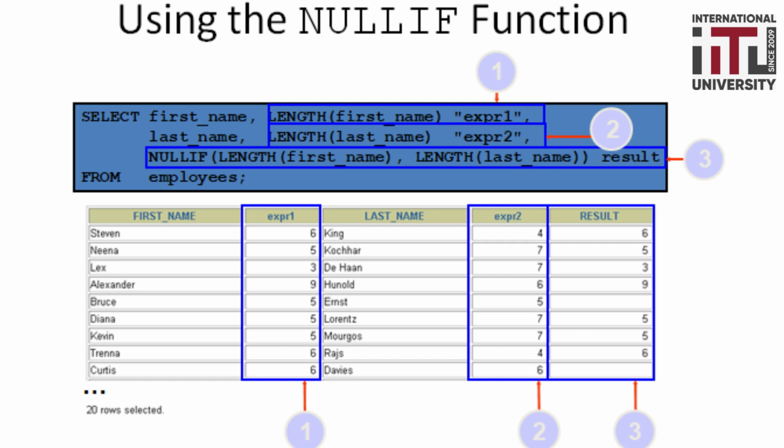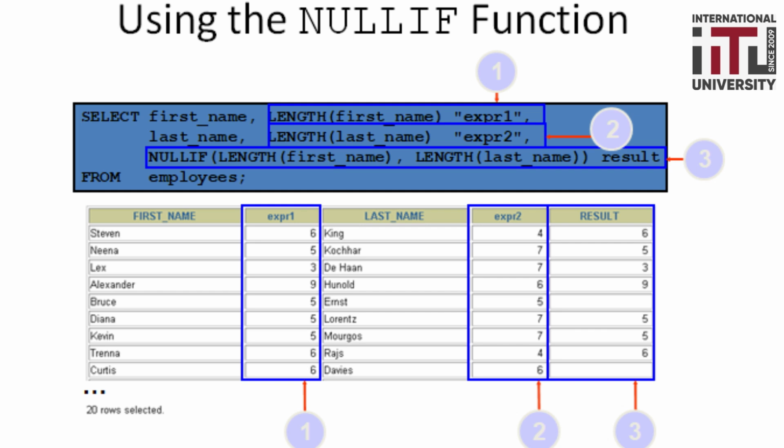In this query, the lengths of the first name and last name are calculated using the LENGTH function. The result of LENGTH(first_name) is labeled as XPR1, and the result of LENGTH(last_name) is labeled as XPR2. The expression NULLIF(LENGTH(first_name), LENGTH(last_name)) compares these two values. If the lengths are the same, the result becomes null. If they are different, the function returns the length of the first name. This allows us to easily identify cases where the lengths match, since those rows will produce null in the result column. Overall, NULLIF is useful for simplifying comparisons and handling cases where equal values should be treated as missing or ignored in further processing.